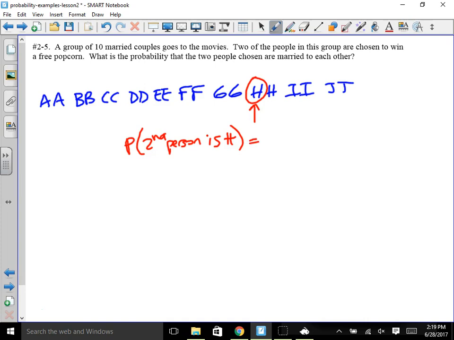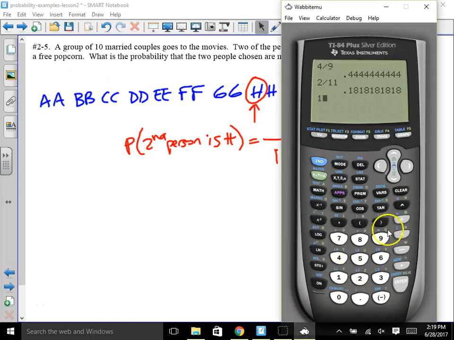Well, if you think about it that way, there were 10 couples of 2 each, so there were a total of 20 people originally. 1 person was chosen first, and that means there's 19 people left to choose out of. And then how many of those would be the spouse of the person that was chosen first? Only 1. So in fact, this probability is 1 out of 19, and 1 out of 19 corresponds to, in decimal, 0.0526.